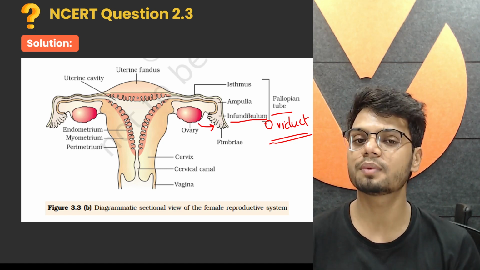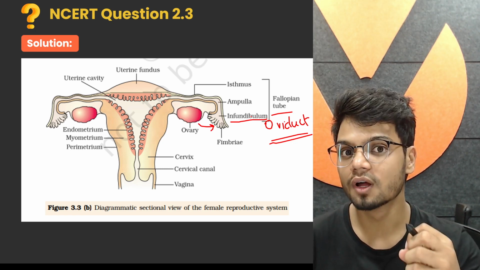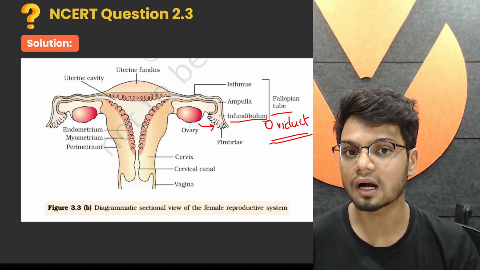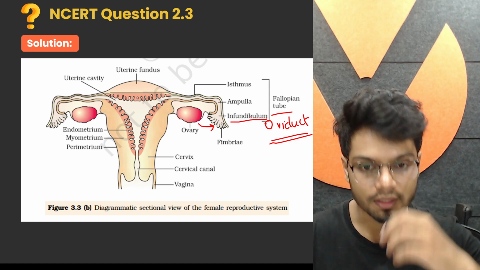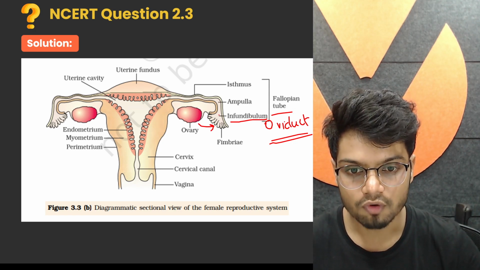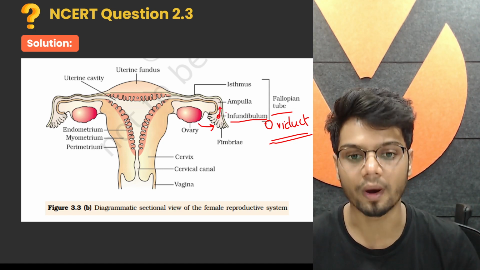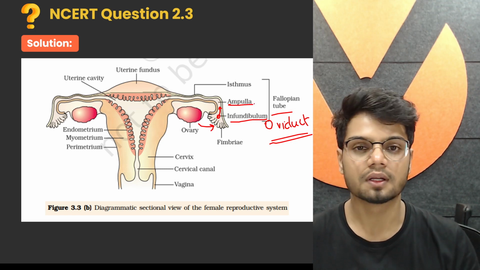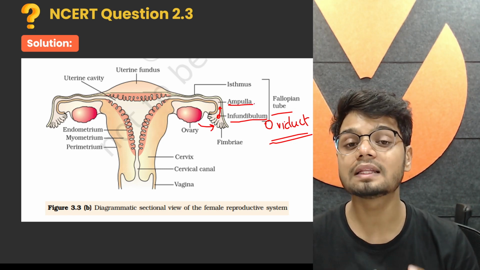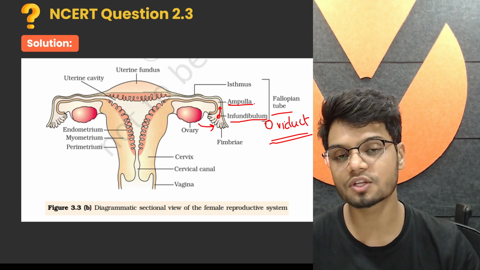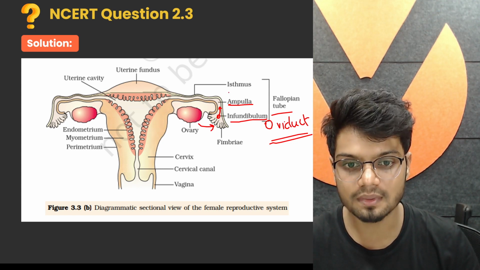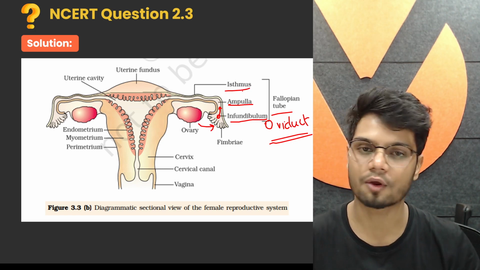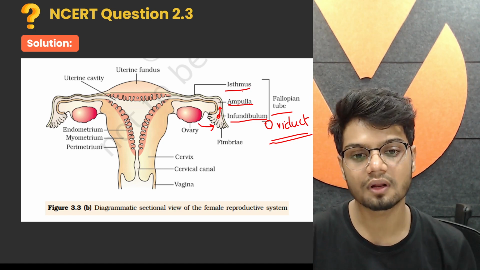And what is the function of fimbriae? Fimbriae helps in collection of ovum or the egg after ovulation. So fimbriae helps in the collection of the egg. Then the egg travels to the infundibulum. From infundibulum, it goes to a much wider area called ampulla. Now ampulla is the region where fertilization takes place. Now after ampulla, you have the isthmus region. Isthmus is a narrow region after your ampulla.